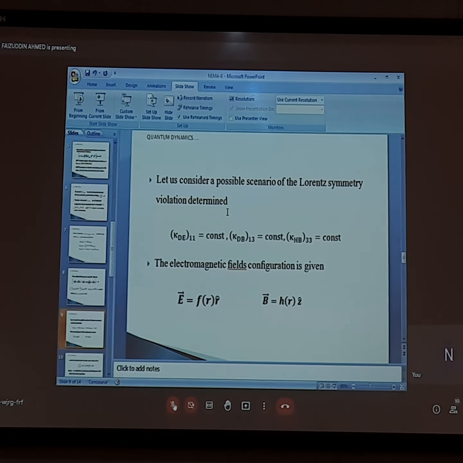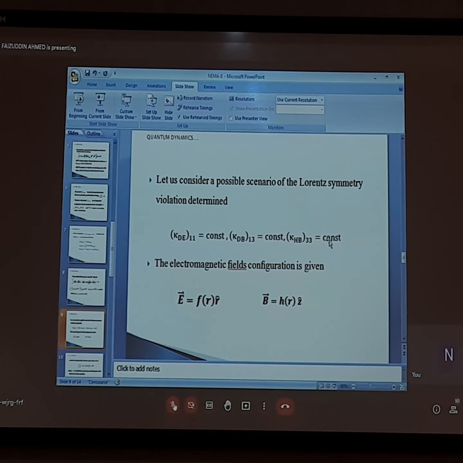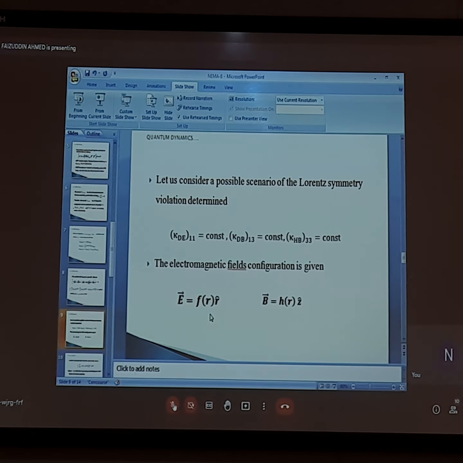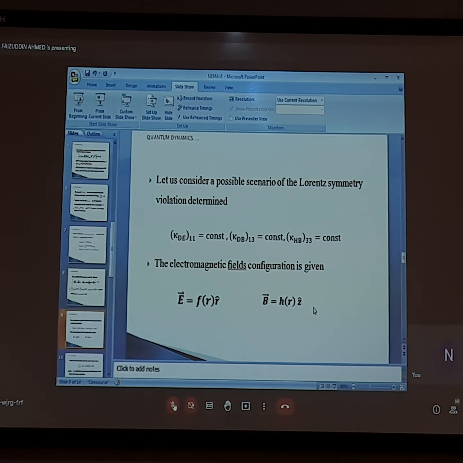So we consider one possible scenario of the Lorentz symmetry violation. These are constants, independent of any coordinate. For the field configuration given here, the E and B can be written in this way. This is the electric field and this is the magnetic field: the electric field is in the radial direction, and the magnetic field is in that direction.